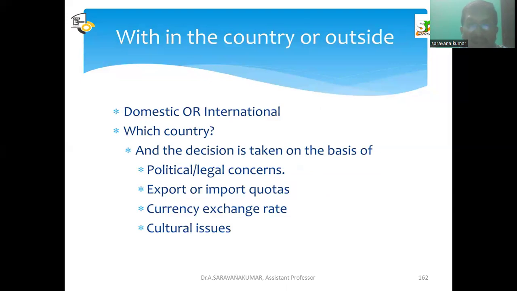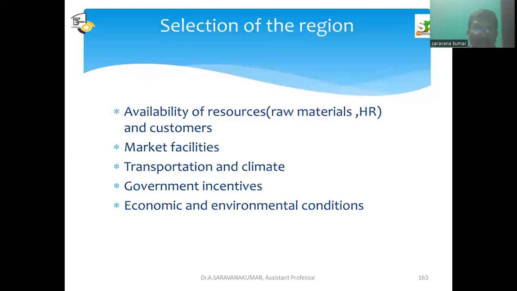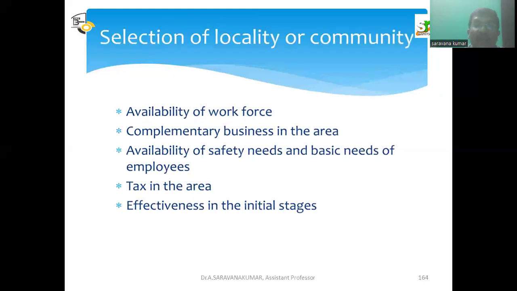The decision is taken on the basis of political or legal concerns, export or import quotas, currency exchange rate, cultural issues. Selection of the region: availability of resources, raw materials, HR and customers, market facilities, transportation and climate, government incentives, economic and environmental conditions. Selection of locality or community: availability of workforce, complementary business in the area, availability of safety needs and basic needs of employees, tax in the area, effectiveness in the initial stages.